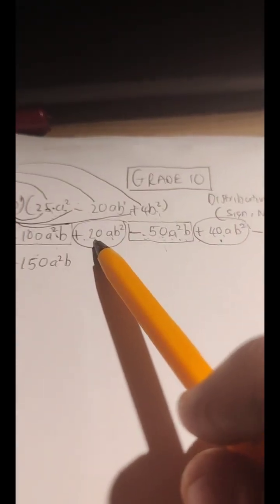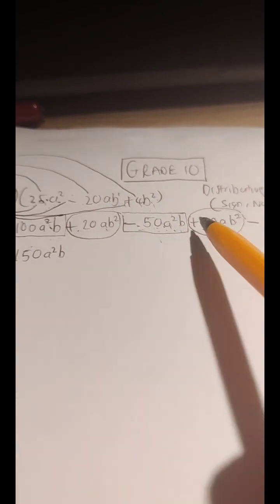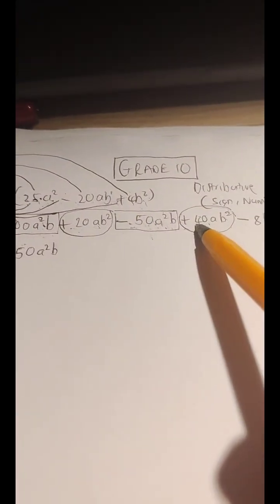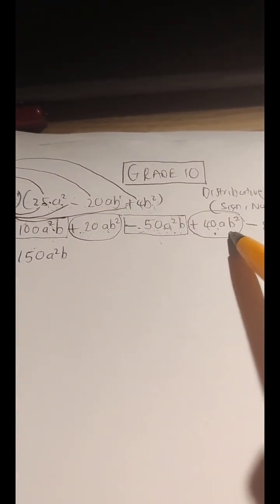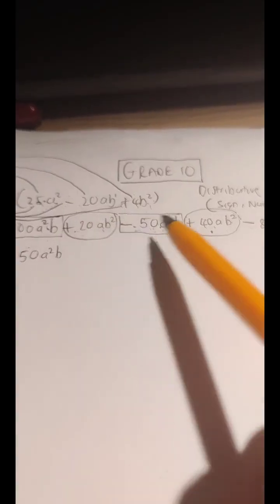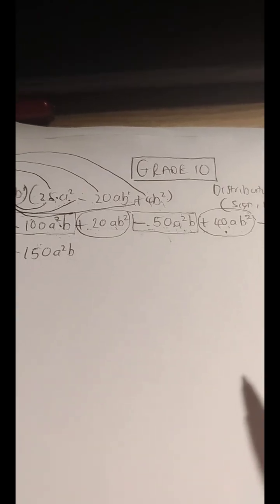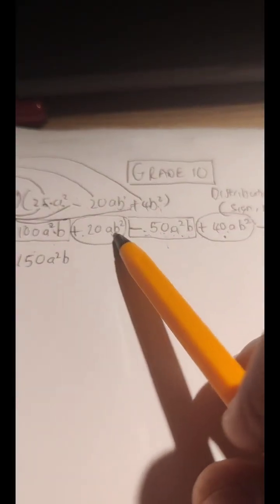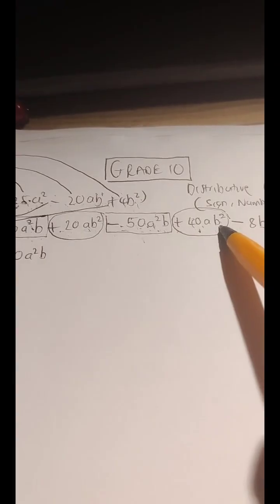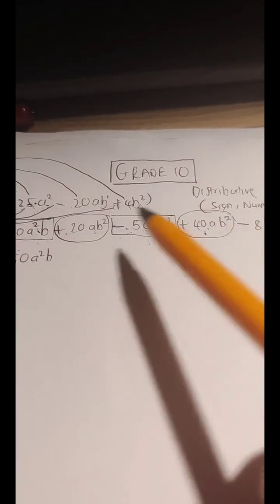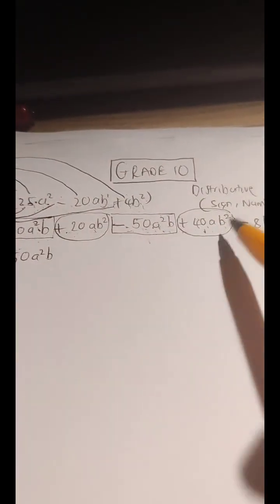Then we go on to positive 20ab squared plus 40ab squared. What's 20ab squared plus 40ab squared? It gives us, thank you Z, I see your answer there in the comment section, yes guys, plus 60ab squared.